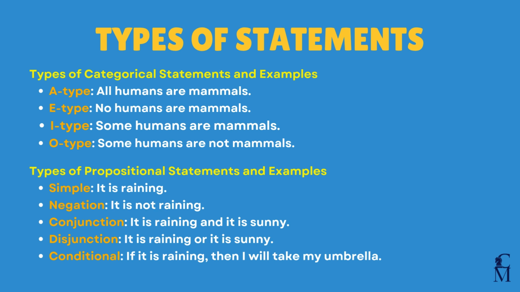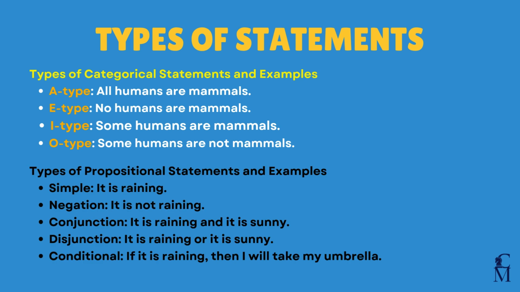To understand how to do so, first recall that in the last lesson about statements, you were introduced to 2 different kinds of statements: categorical statements and propositional statements. Here are examples of each kind of categorical statement and propositional statement that we discussed. If you have yet to participate in that lesson, you should do so before continuing on with this lesson. You can find a link to it at the top right corner of the screen and in the description box below.